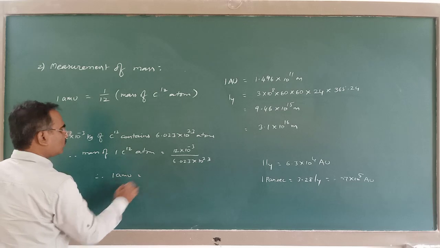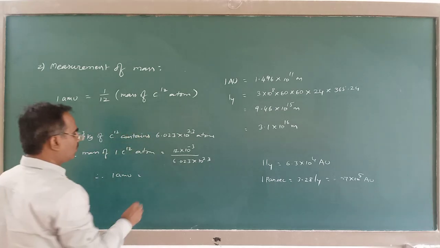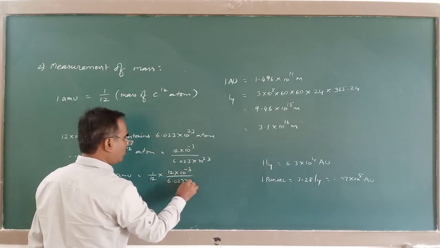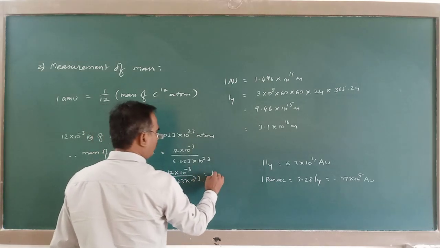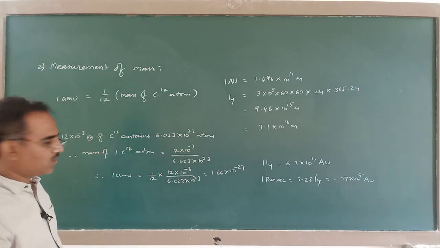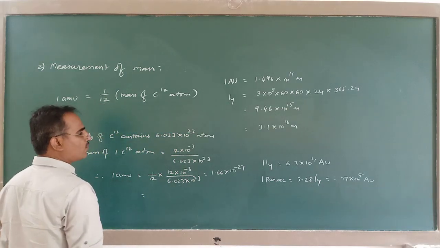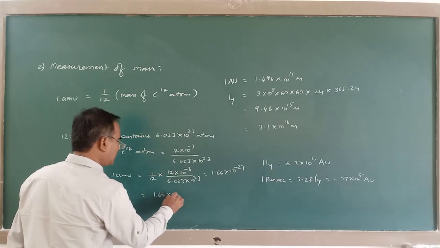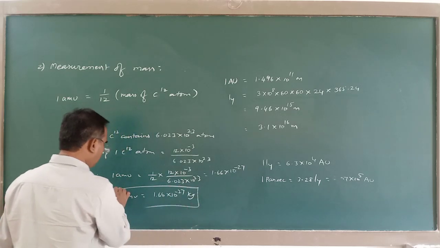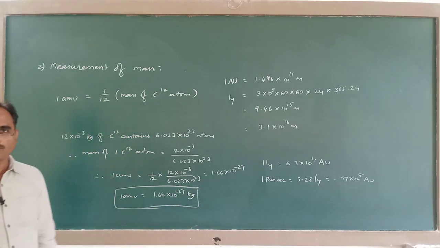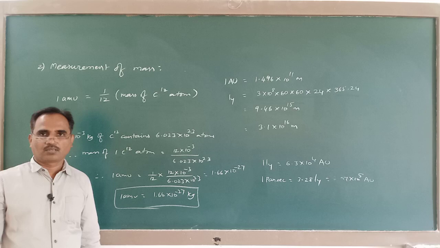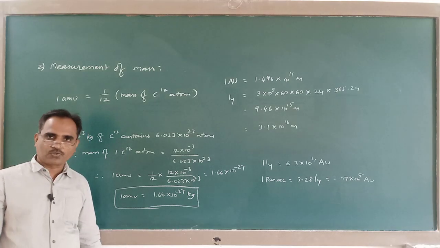Therefore, 1 AMU is 1/12 of this mass again. So 1 by 12 into 12 into 10 to the power of minus 3 divided by 6.023 into 10 to the power of 23. If you find this value, it comes to be nearly 1.66 into 10 to the power of minus 27. So one atomic mass unit is equal to 1.66 into 10 to the power of minus 27 kg. You remember this, you come across this statement frequently. Atomic masses are expressed in terms of this atomic mass unit only.